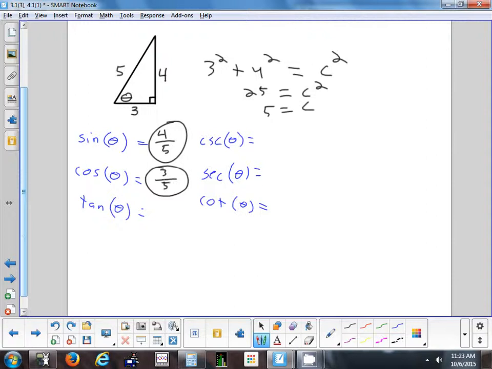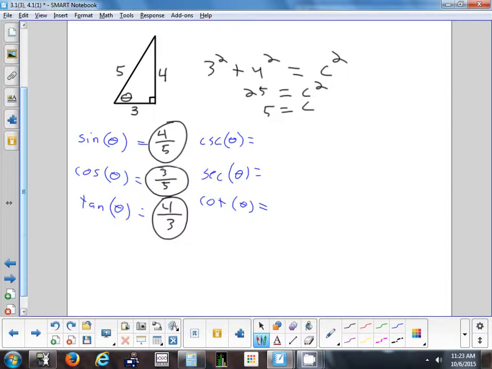Questions on that one? And Derek, how about tangent? What's the definition of tangent? Opposite over adjacent. Good. And what's opposite theta? 4, right? And what side is right next to theta? That's not the hypotenuse. No. 3.